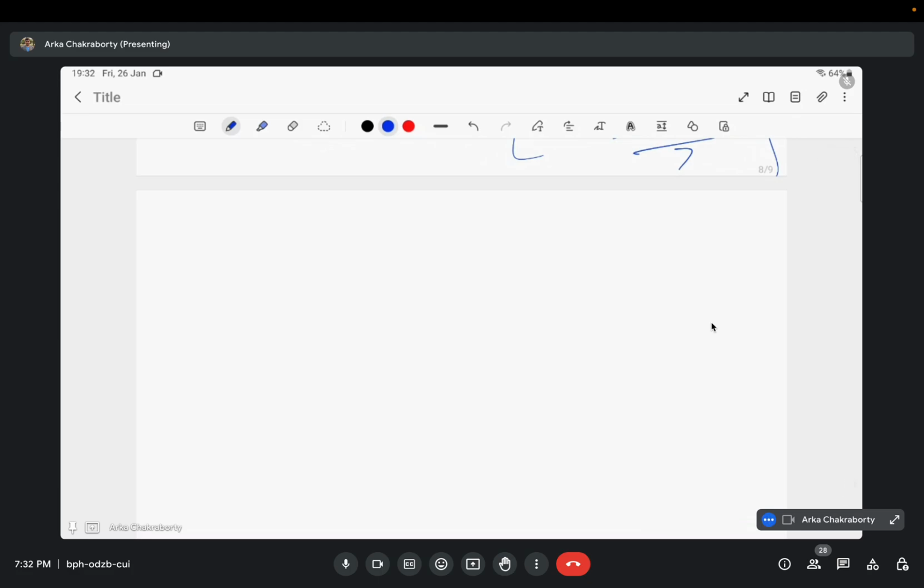How much time is left? We have half an hour left, so I'll try to quickly talk about 2T MOS and 3T MOS. One person has asked what is the difference between the depletion and accumulation region. I hope he is present with us as of now.